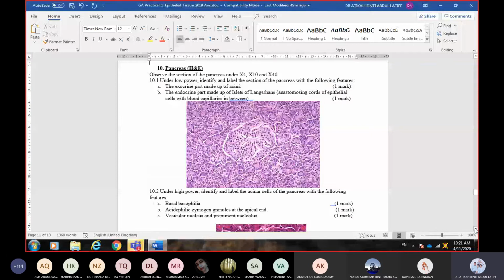Okay, so the pancreas is made of exocrine and endocrine parts. All these acini, these are all acini in the exocrine part of the pancreas, or the main cells of the pancreas. And in the middle here, this is your islets of Langerhans. Islets of Langerhans are cells that produce insulin in your pancreas. So this is the endocrine part of your pancreas.